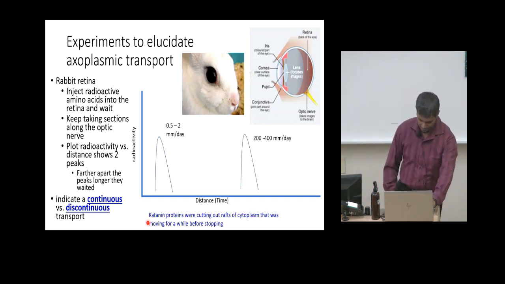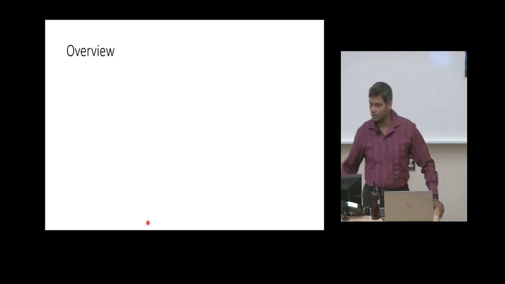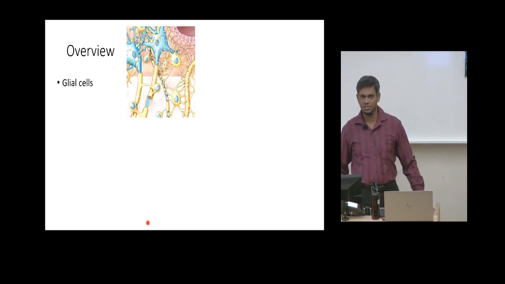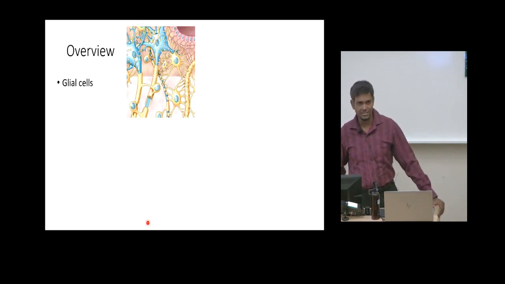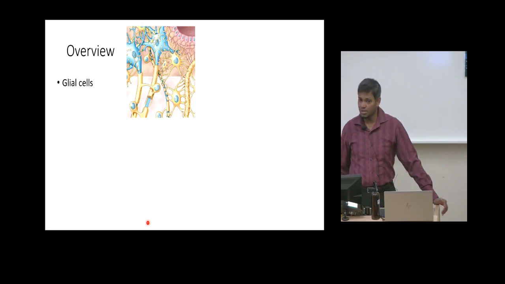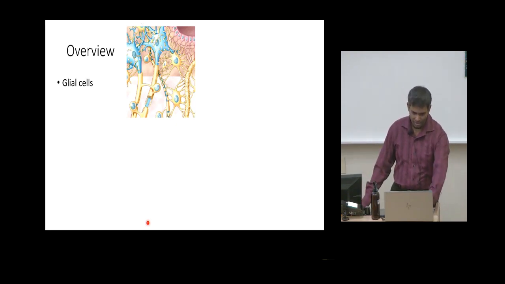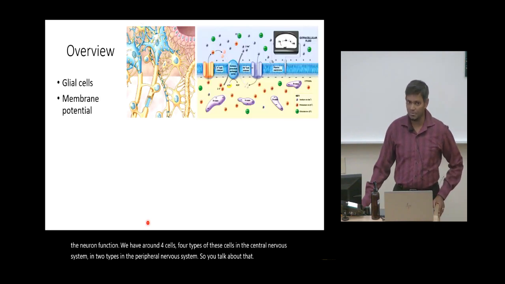So with that, we will begin with an overview of what I hope to talk about today. We will be talking about the glial cells. These are other cells in addition to the neurons, whose main goal is to support the neuron function. We have around 4 types of these cells in the central nervous system and 2 types in the peripheral nervous system. So we'll talk about that, and then we'll move on to talk about the membrane potential.